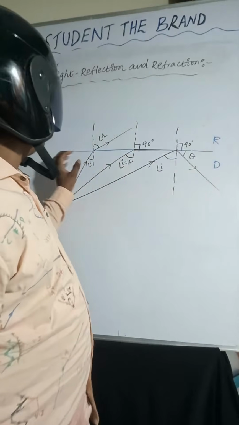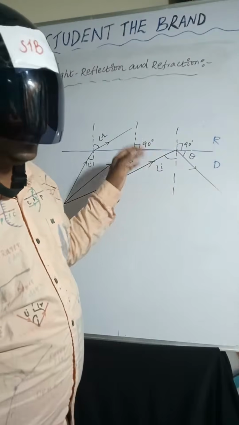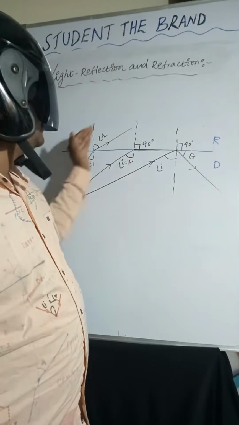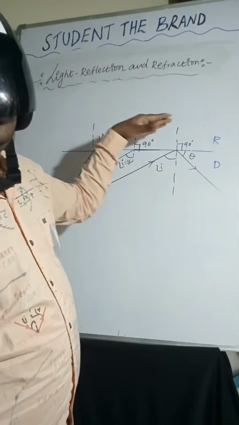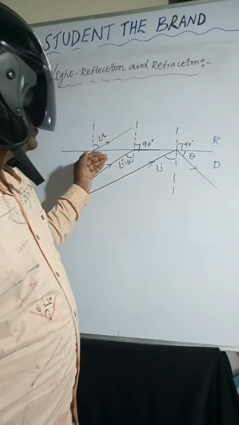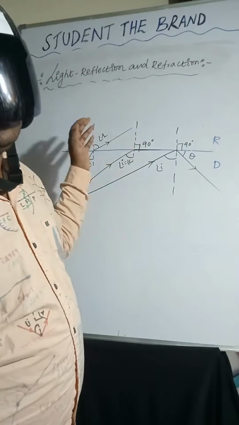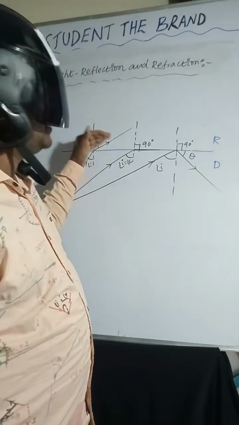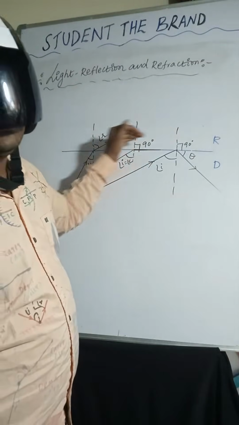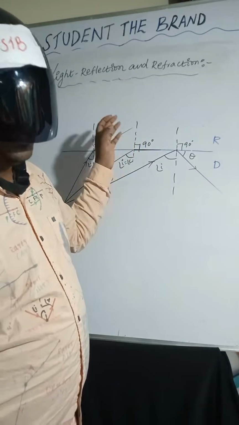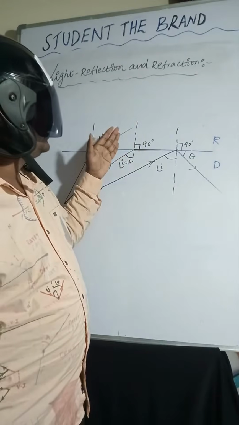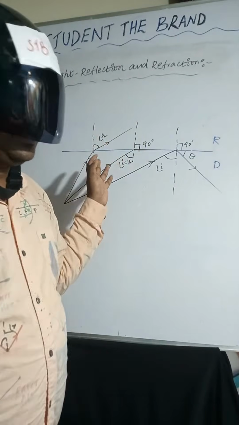Once again, listen. Normally, if the light ray is moving from denser to rarer, it moves away from the normal line. So here, at a certain angle of incidence, the refracted ray passes along the surface, or makes 90 degrees with the normal line. So that angle is called the critical angle.